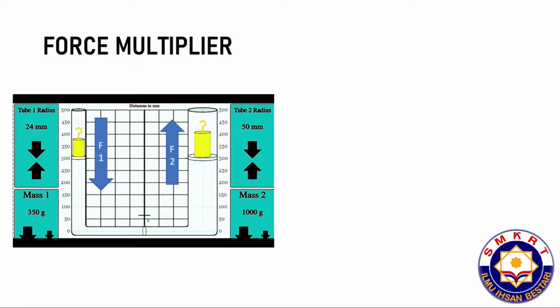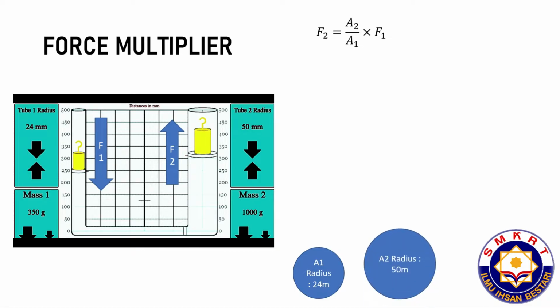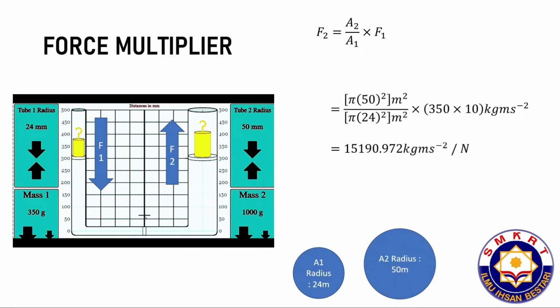Refer to the chart. It is shown that the input force F1 is acting downwards, and the output force F2 is acting upwards. By using the force multiplier formula we have just derived earlier, we can find out how much output force is being produced to lift the 1 kilogram block. The area should follow the area of the cylinder piston. Look at the GIF again. Hence, the reason why I used pi times radius squared.